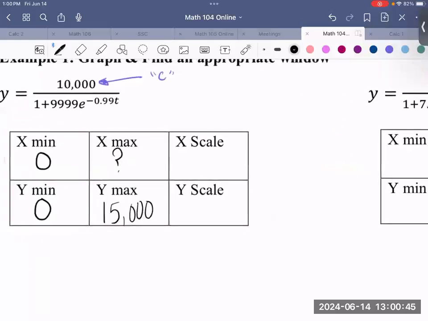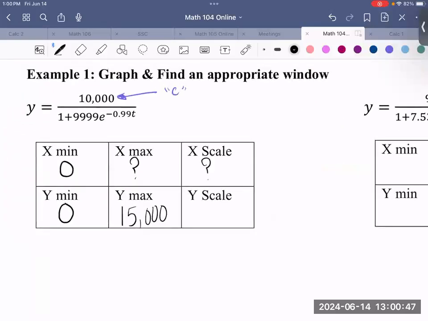And notice that for your scales, again, I'll let you choose your X scale here, but for your Y scale, since there's a huge difference between 0 and 15,000, be generous on your Y scale. So pick something that's a little bit bigger. So perhaps 1,000 to start. If you like it, great. If you want to change it, that's okay.